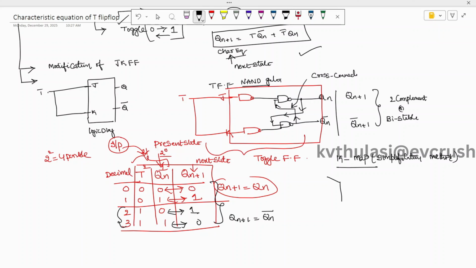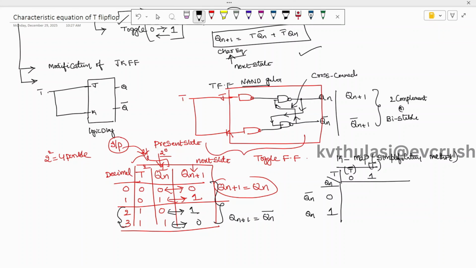Okay, so let's try to draw one column, and let's take the first input as 0, 1, and another input is T, and here also the input is 0, 1. So 1 means we can write it as Qn, 0 means you are going to write it as Qn bar, 1 means you write T, 0 means you write T bar. Okay, and now let's see the mapping.